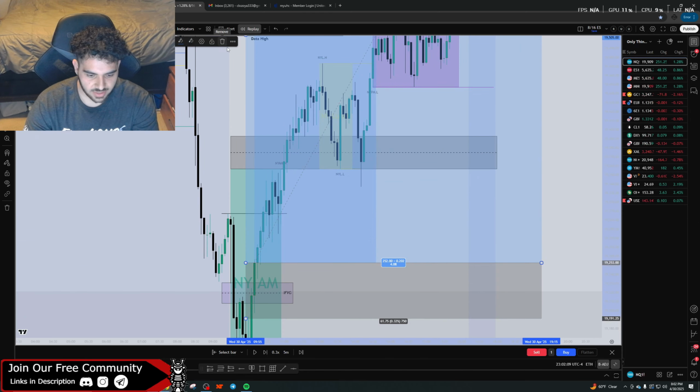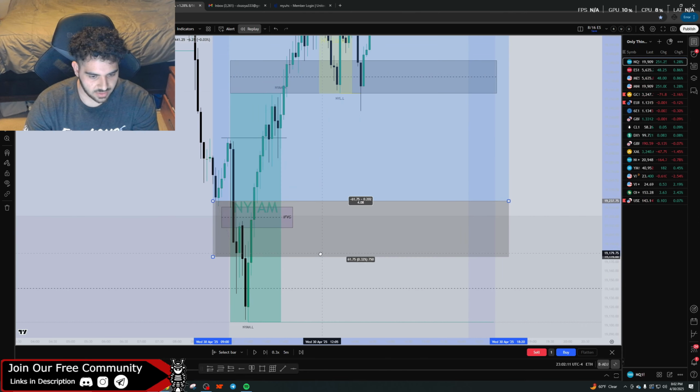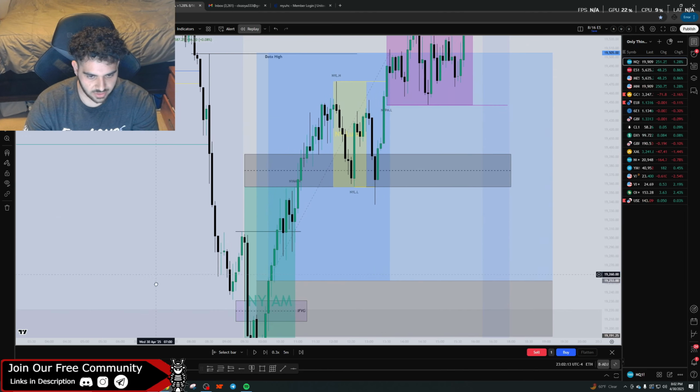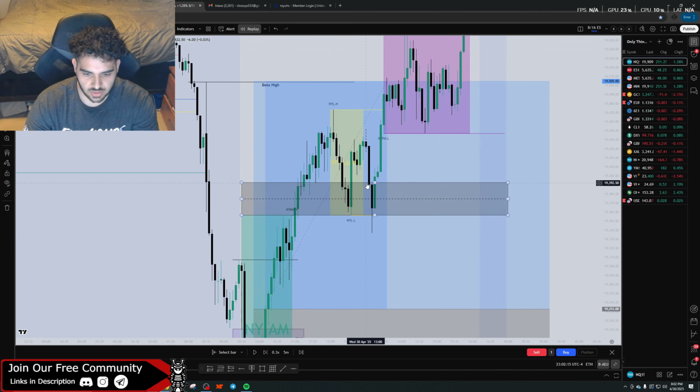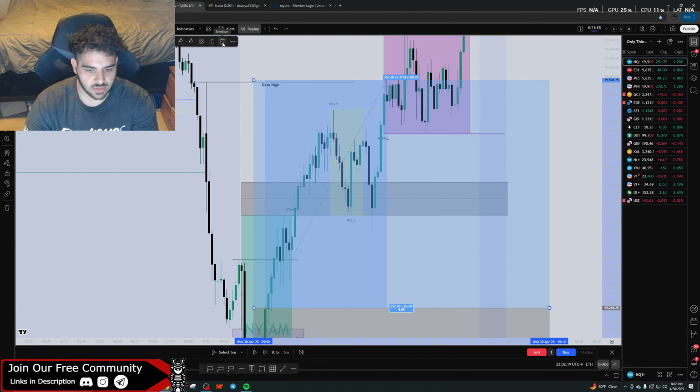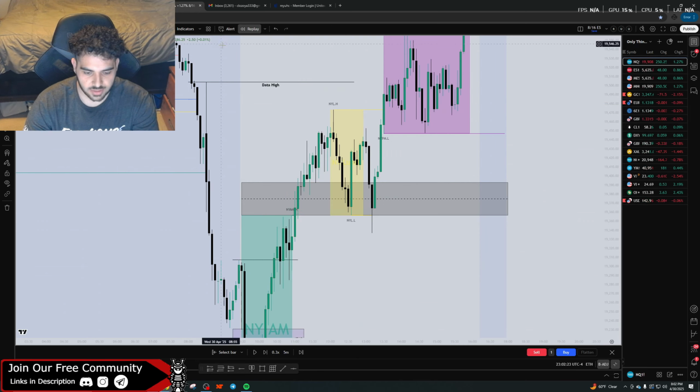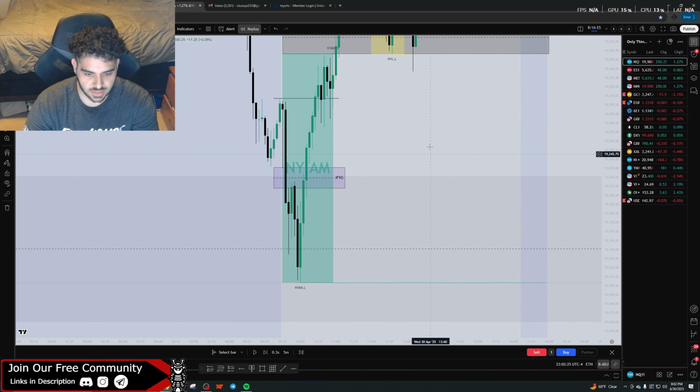You don't need to hit home runs all the time. You could have either gotten long in here, took a 1 to 4, or this setup right here, which was about 1 to 4 as well. So almost similar concept. If you're taking the same risk, you're going to have the same result.